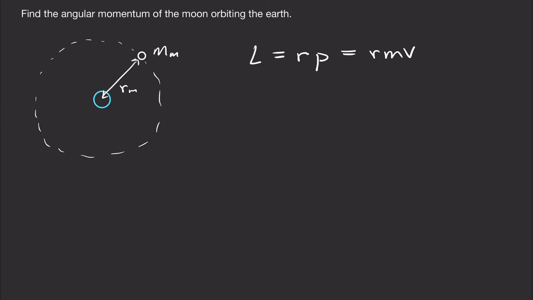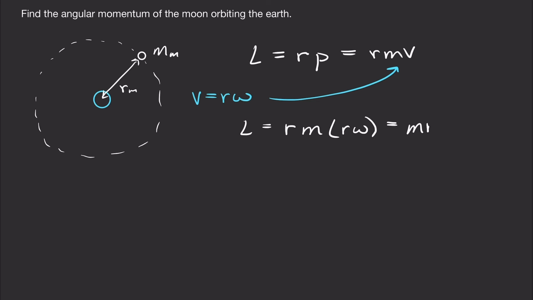And then we can also use this relationship, V equals R omega, and plug this in here. So we can rewrite our angular momentum as, well, we have one R, and then times mass, and then our velocity is just R omega. So now we have two R's, so this is going to be M R squared times omega.